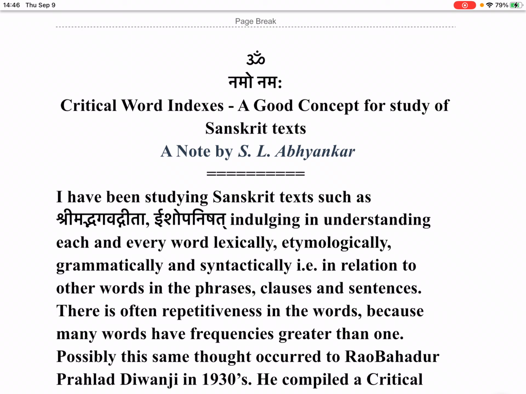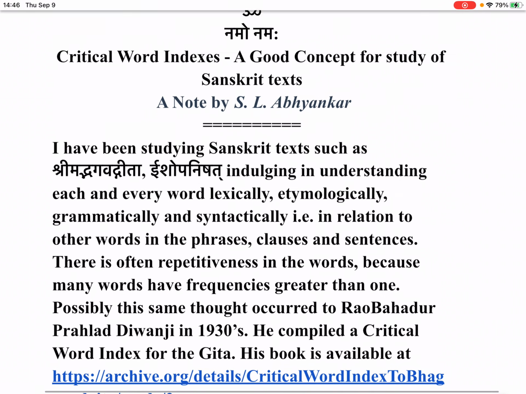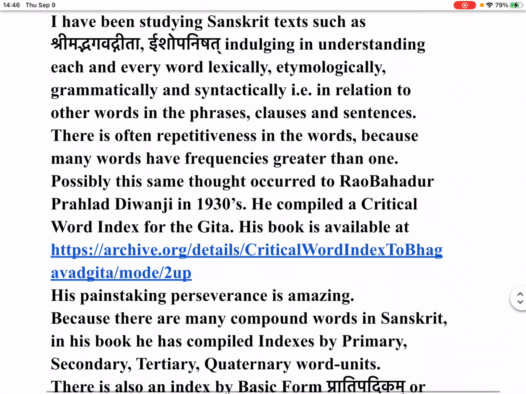Possibly this same thought occurred to Rao Bahadur Prahlad Diwanji in the 1930s. He compiled a critical word index for the Gita. His book is available at archive.org, critical word index to Bhagavad Gita. His painstaking perseverance is amazing.